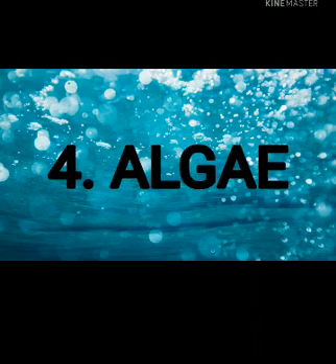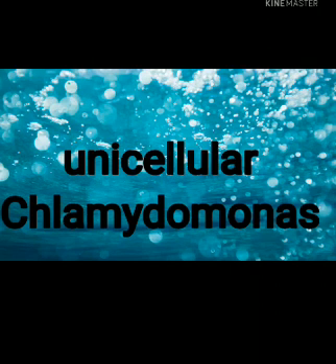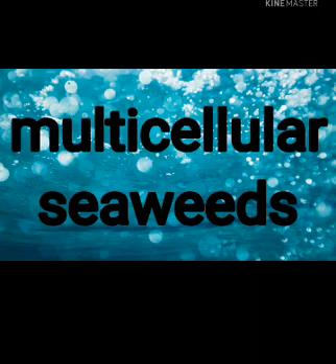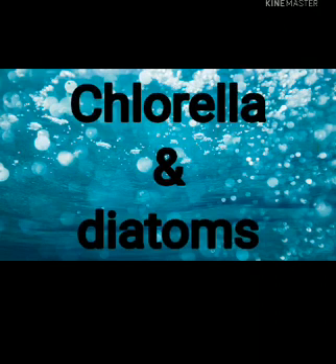The fourth group of microorganisms are algae, which are simple and plant-like. They contain chlorophyll and are green. They may be unicellular, for example Chlamydomonas, or multicellular, for example seaweeds. Some unicellular algae also exist in colonies, for example Chlorella and diatoms.